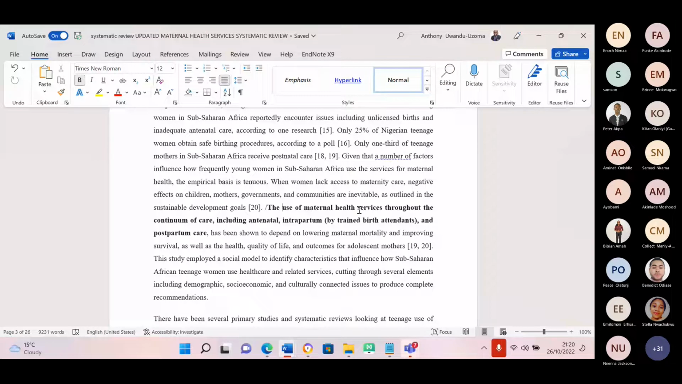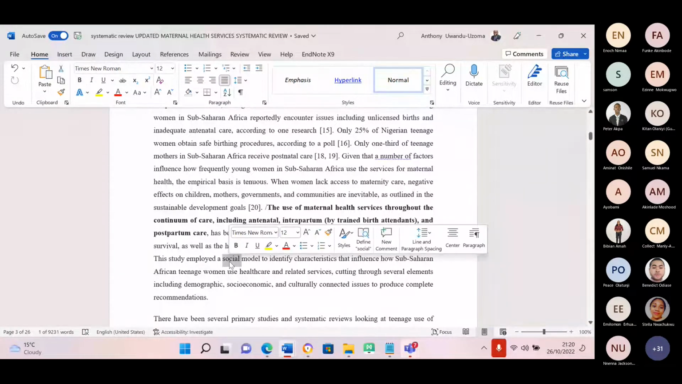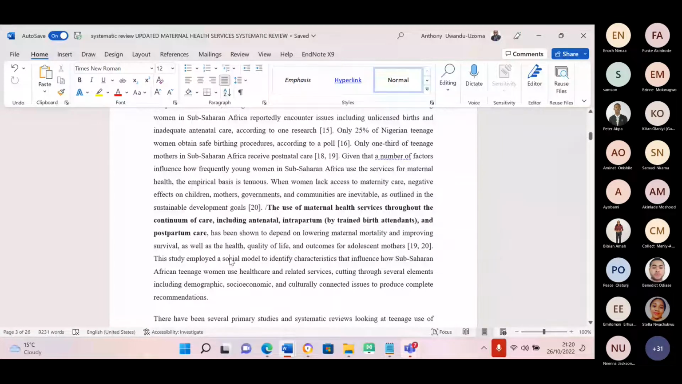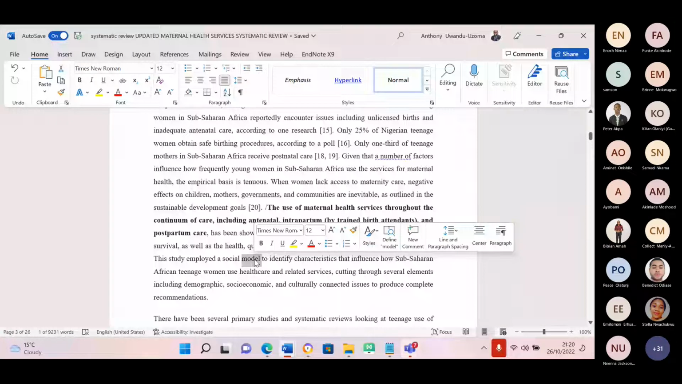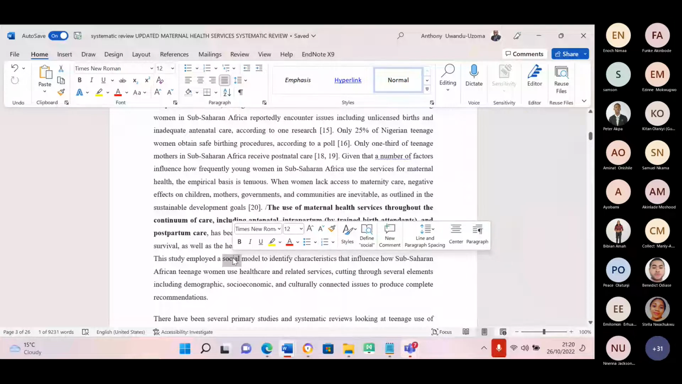Then in your background, what theory are you using? What theory are you using to back up your model? In health promotion, there are various theories. Remember you have your health belief model, okay? You have your ecological model. So identify the one that you want to work with that underpins your research.